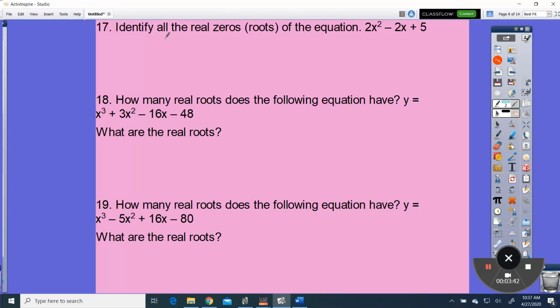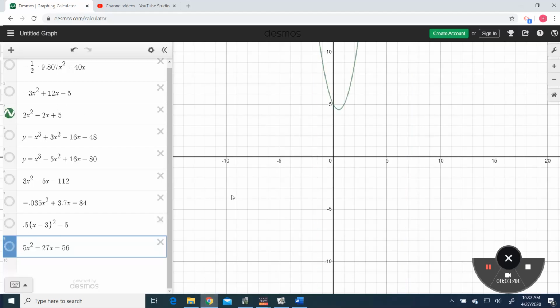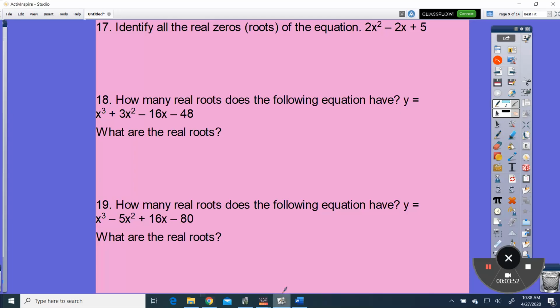Number 17 says identify all the real roots of the equation. So if I come to Desmos, I've got that one typed in there. See how it doesn't ever cross the x-axis? There are not any real roots. So no real roots.